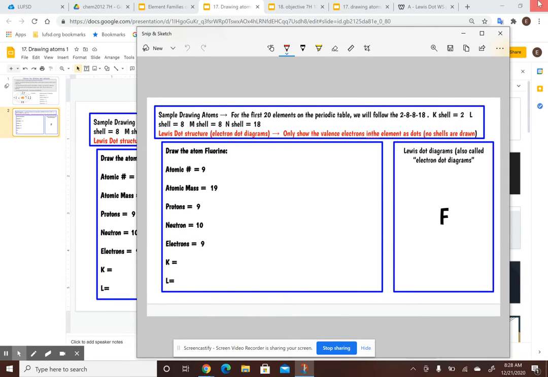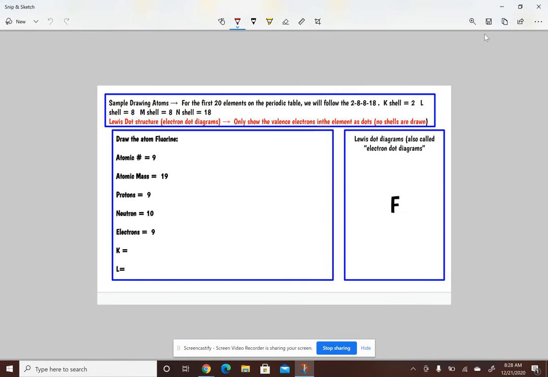So let's make this a little bit larger. For our sample diagram, we're going to remember that the first 20 elements on the periodic table follow that 2, 8, 8, 18 rule. So the K shell can have 2, the L shell 8, M shell 8, and the N shell can get up to 18. So what we've done is we said draw the atom fluorine.